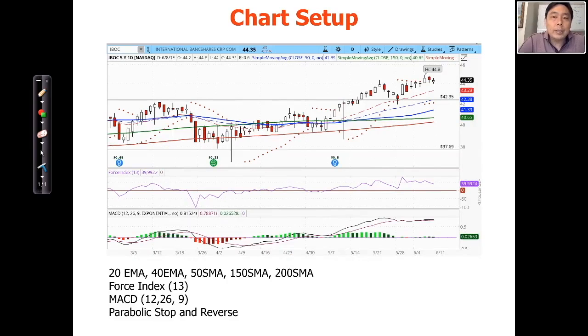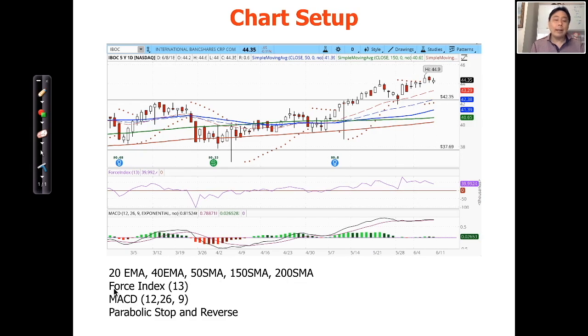All right, so how do we set up the charts for this strategy? For the breakout system, I use this combination of indicators. So I'm using the 20 and 40 exponential moving average, which measures the short-term trend. And I use the 50, 150, and 200 simple moving average to measure the medium-term trend.